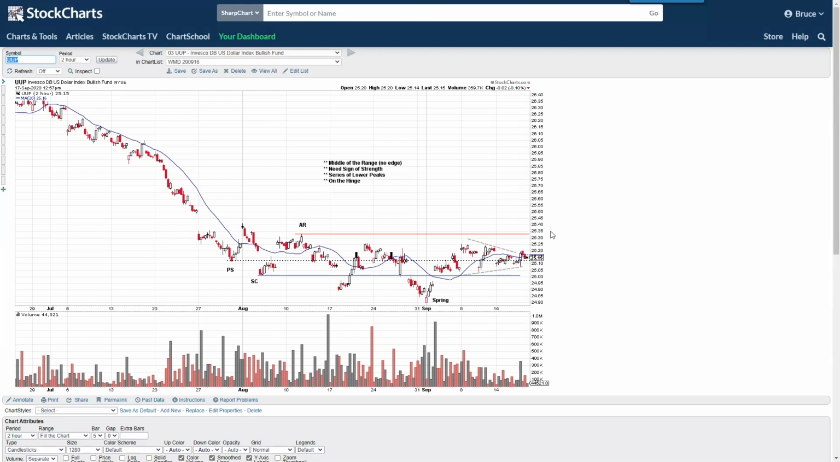And if it's accumulation, what we want to see is if there is an LPS for it to turn off of that and then start to go vertical right up to the resistance area and through it to form a sign of strength. Then we can take a point and figure count. So with that in mind, we can see this might be unfinished business right now, but it is on the hinge. This could be a very exciting moment.